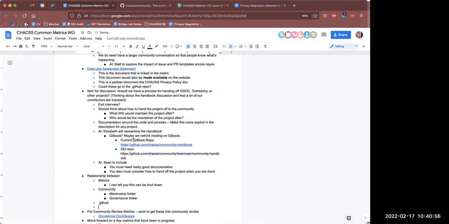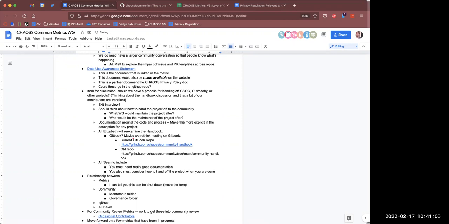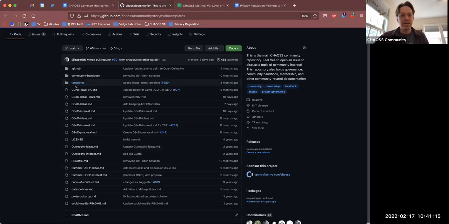I do know in the metrics repo right now, there are some templates. Yeah, and that's about it too. And those templates could be moved to the community repo, right? There's not much in the metrics repo at all. It's those templates, and they could easily just live right here.